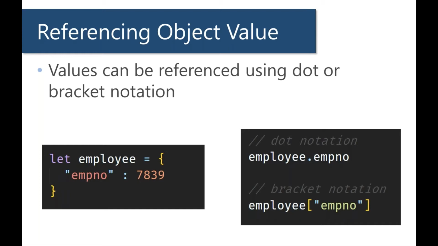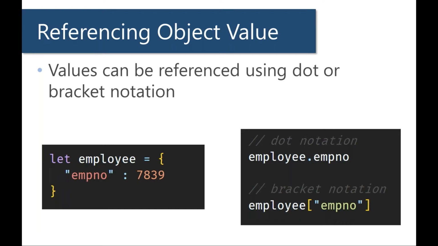But if you don't know what the property is until the application is actively running, maybe it depends on some user input, where the user picks something and you're going to return a different property, in that case bracket notation becomes very helpful. The reason is that rather than passing in a string literal like this, you could pass in a variable that's maybe being set by something.